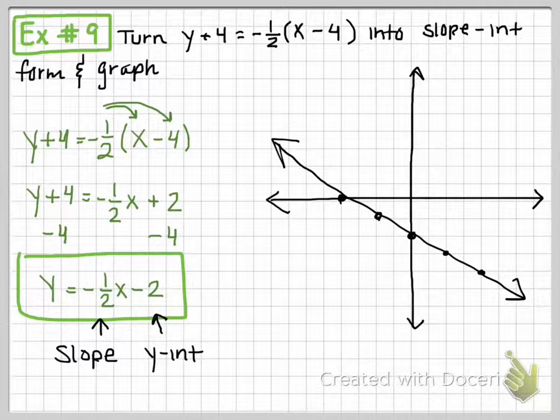So make sure for each of these next two examples, 10 and 11, you are turning them into slope-intercept form, and then you are going to graph them. Okay, come back to the video when you're ready for example number 12, and that's the last one that we're going to do together.